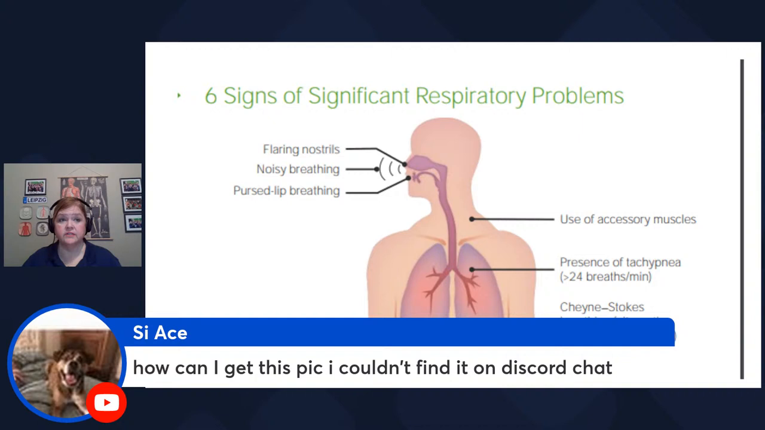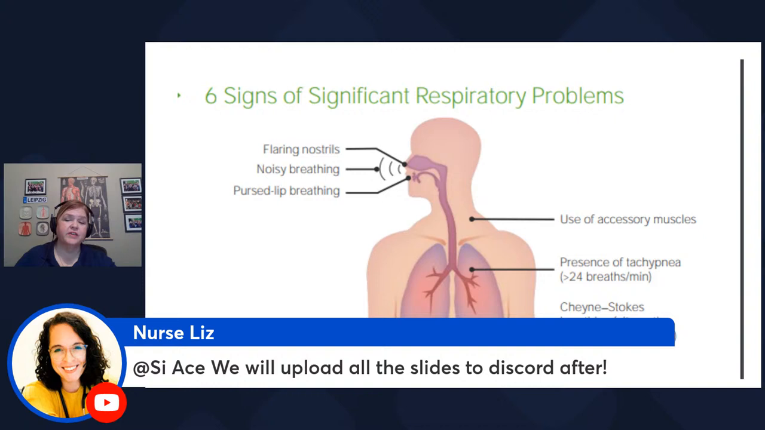Now, with tachypnea, and Nurse Liz, we can post this somewhere here for them too. Okay, thanks. We're going to upload all the slides. So I told you Nurse Liz has this, and I love the picture of your dog. Both Nurse Liz and I have dogs, and we love them. She also loves her children, but she does love her dog too.